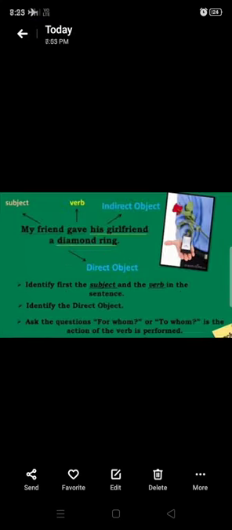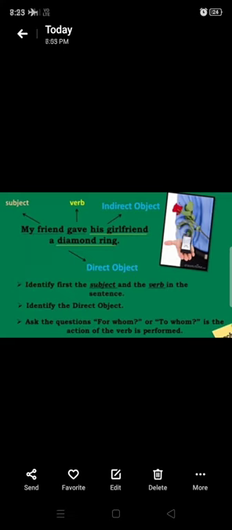Even in this example, identify first the subject and the verb in the sentence. Next, identify the direct object. Then you can ask the question for whom or to whom is the action of the verb performed. Okay, remember this. So let us look at an example.